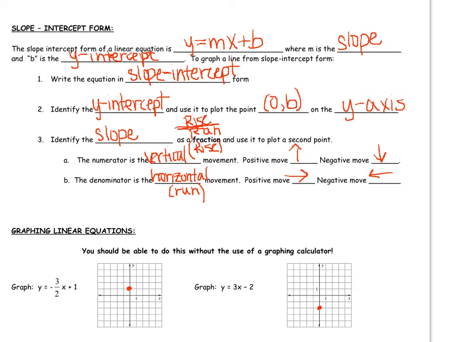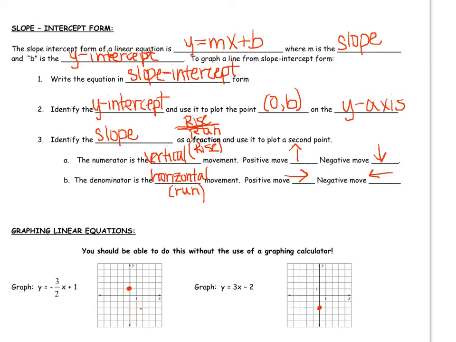And then the next thing that we're going to do is identify the slope as a fraction, rise over run, to find another point. So this is rise over run. It's already a fraction. And see that negative? I'm going to keep it with the 3. So I'm going to say a rise of -3. So that means I'm going to go down 3. So 1, 2, 3. A run of 2, 1, 2, would bring me right here to this point.